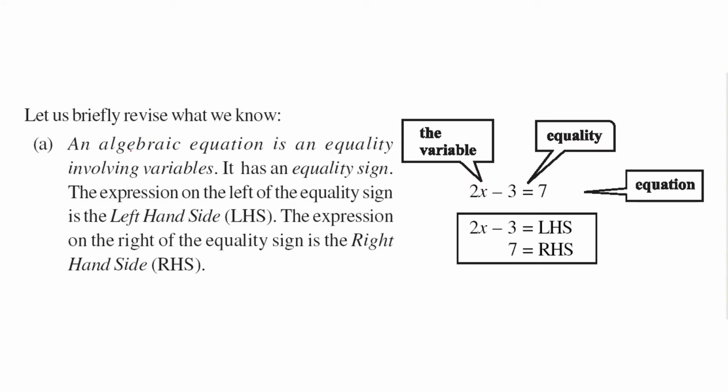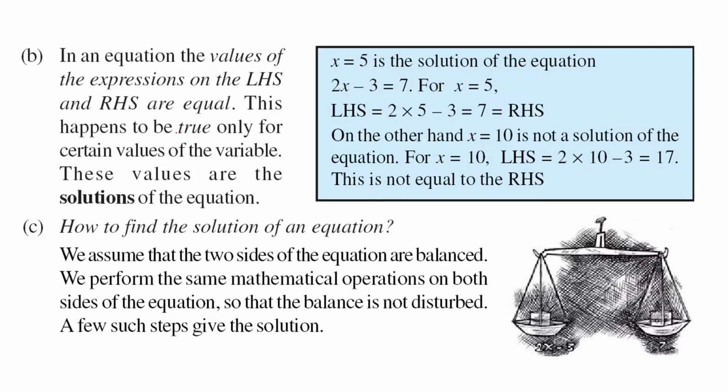Before we go ahead, let us briefly go through what we know by now: an algebraic equation is an equality which involves a variable. This is the equality sign, this is the variable x, and this is the complete equation. The expression on the left of the equality sign is the LHS, that is left hand side. The right hand side, 7, is the RHS. In between we have equality, that is, left hand side is equal to right hand side.